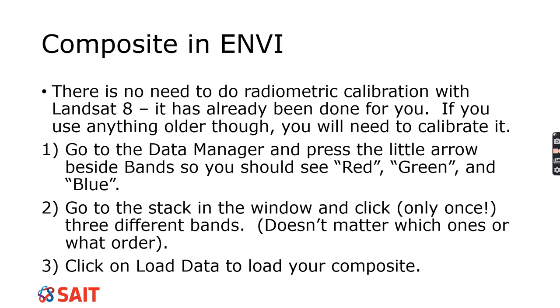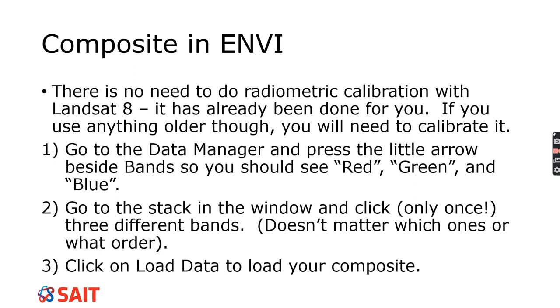So now once you've got those open, you want to see everything in a composite. So the composite we talked about in class, where you're assigning red, green, and blue to different bands. So we don't need to do a radiometric calibration with Landsat 8. If you're doing Landsat 7, you'll likely have to do a radiometric calibration. But or anything older, you have to do one. So we can talk about that if you are in that situation that you're using an older image.